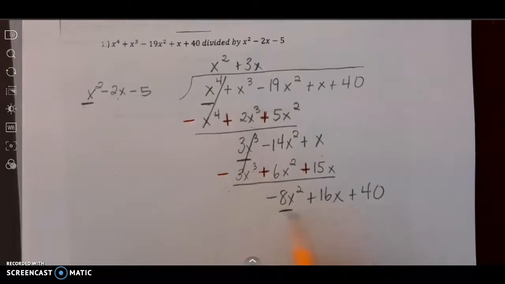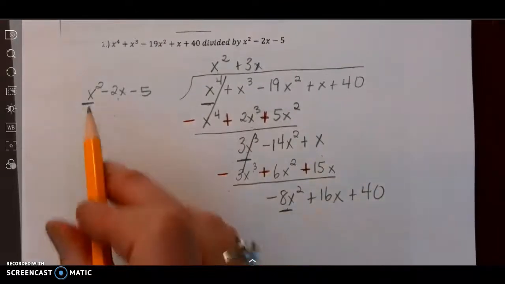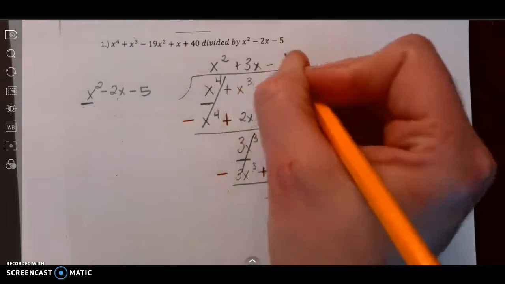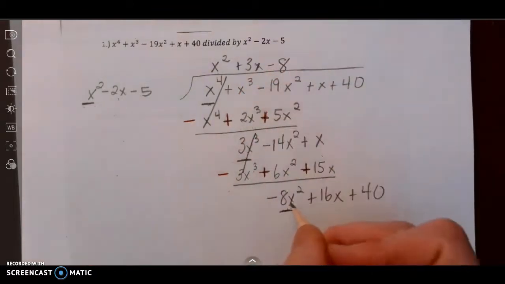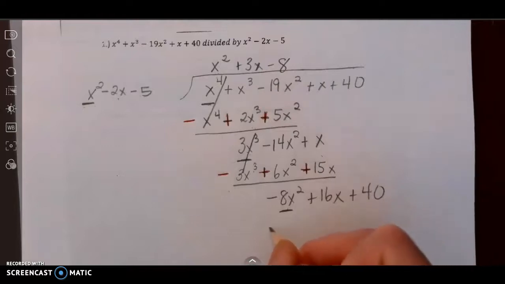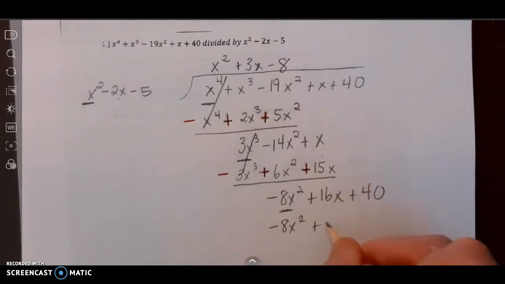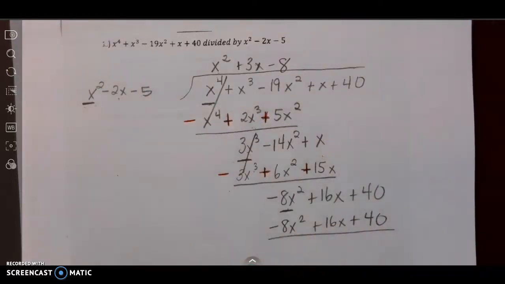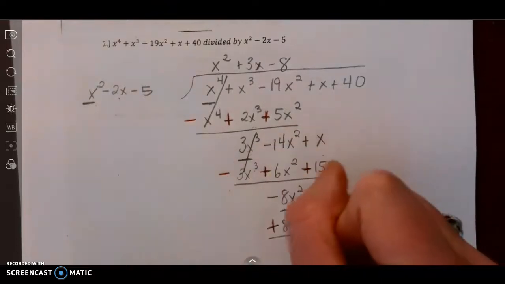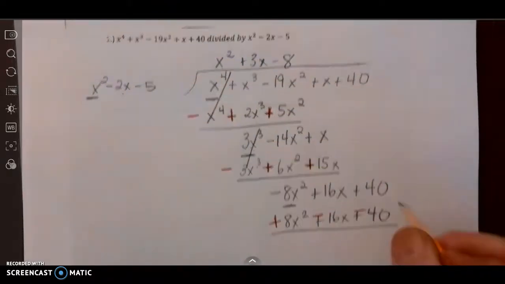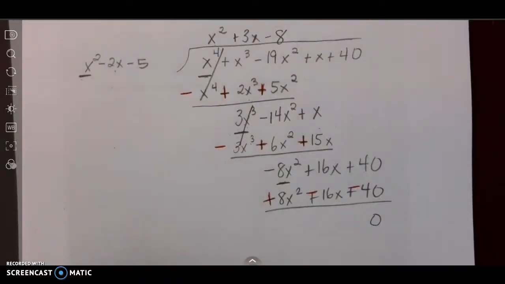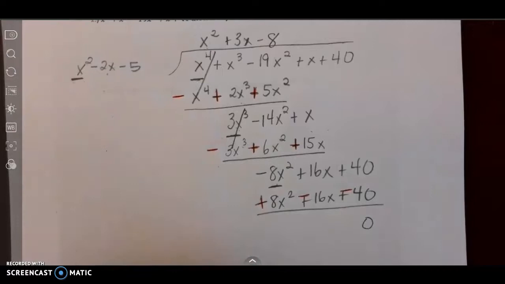Repeat my steps. Focus on the first. Negative 8x squared divided by x squared is negative 8. Now I'm going to multiply, and I get negative 8x squared plus 16x plus 40. Love when this happens. When I change all these signs and I add up, I'm going to get a remainder of 0. And you can check and make sure your answer is correct if you want to by multiplying it back out, and there's no remainder to add.